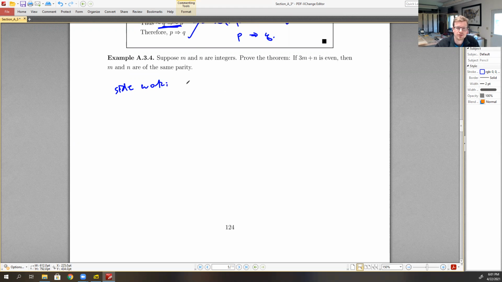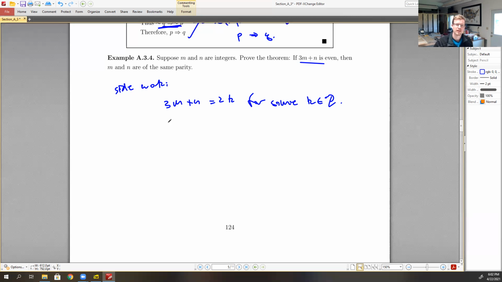So if I assume that 3m plus n is even, that would allow me to write 3m plus n equals 2 times k for some integer k. But then what I want to do is show that m and n are of the same parity. Now, if m and n are of the same parity, then of course I know that 3m plus n is even, but that is not how it works.